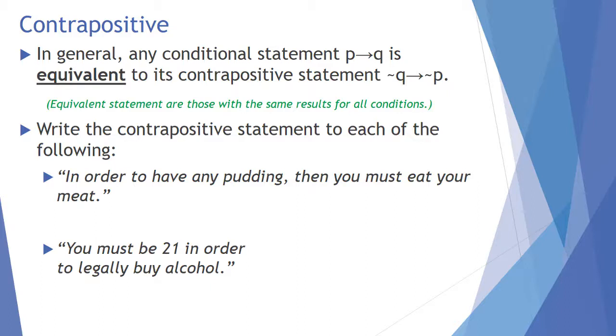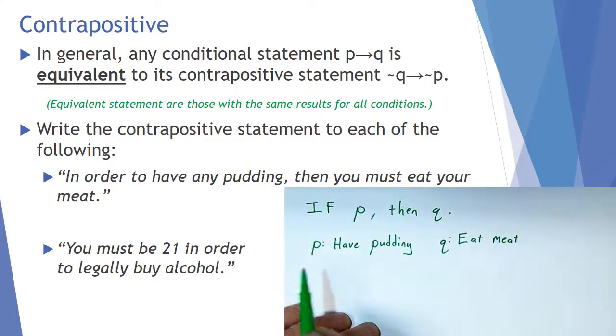And so we can reword statements according to the contrapositive. I'm a big Pink Floyd fan, and there's a reference to this in the album The Wall. And if you're a Pink Floyd fan, you might recognize this. But suppose, if you want to have some pudding for dessert, then you have to eat your meat. That's a conditional statement. Well, let's break that down. In order to have any pudding, then you must eat your meat.